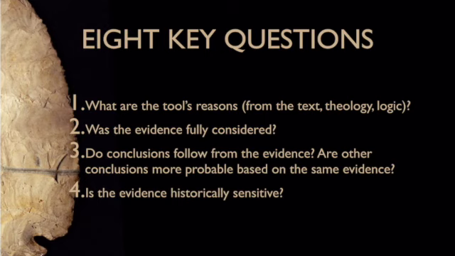After you've read 4 or 5 different commentaries, you'll start to get the scope of the issue and the scope of the evidence as well. Thirdly, do conclusions follow from the evidence? Are there other conclusions more probable based on the same evidence? When you're reading these commentaries, are they weighing the evidence appropriately? Fourth, is the evidence historically sensitive? This is going to be pretty key, particularly with those older commentaries that might be giving us a little bit of dated information.